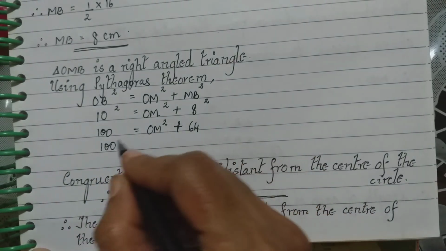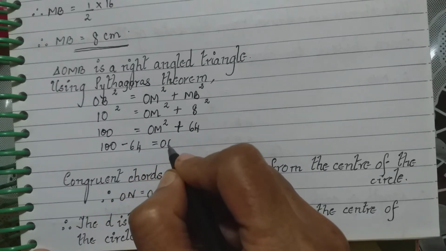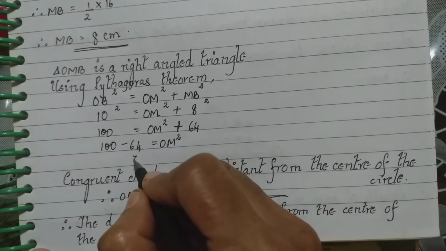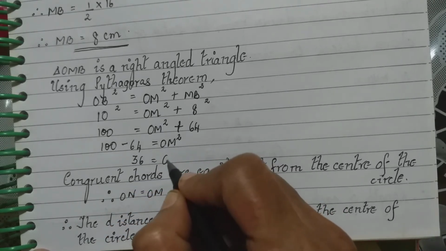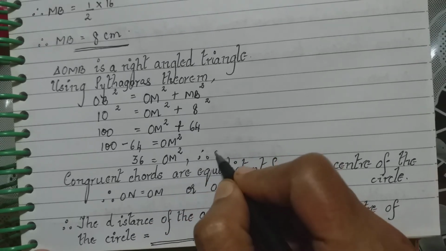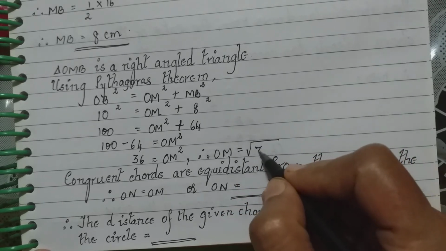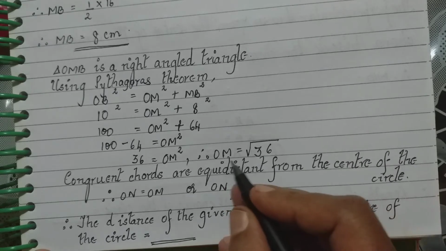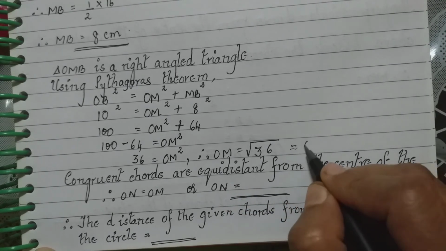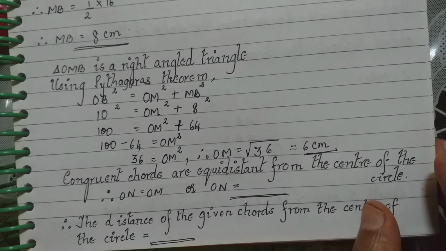100, 64 on the other side will be minus 64 is equal to OM square. 100 minus 64 is 36. 36 equal to OM square. Therefore, OM will be square root of 36. When we say square root of 36, we know that square root of 36 is 6. So, OM is equal to 6 centimeter.